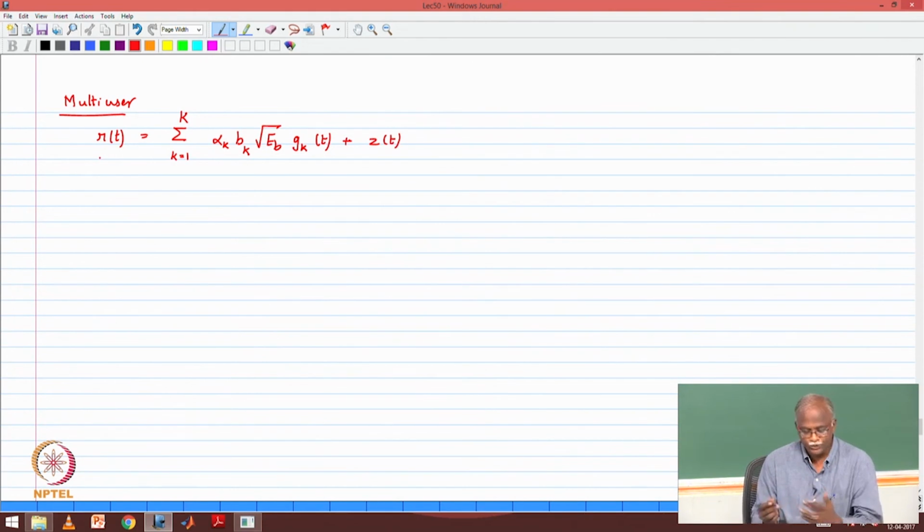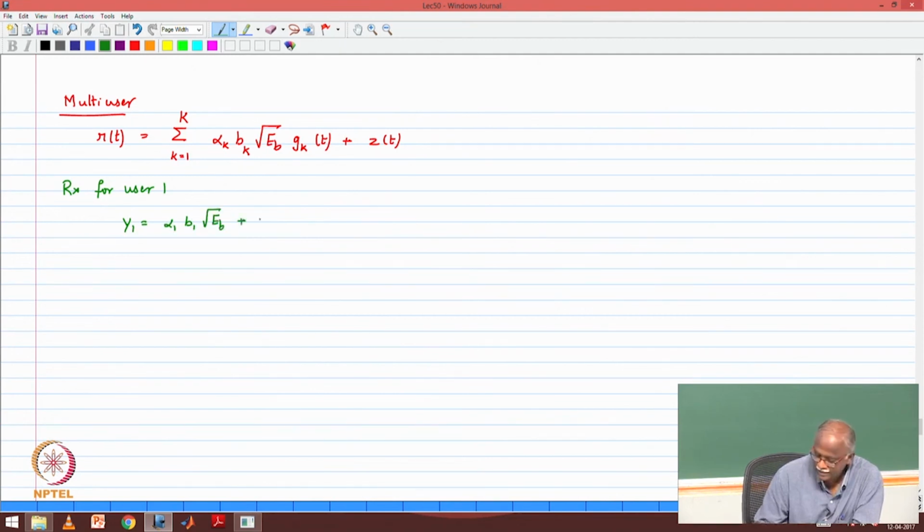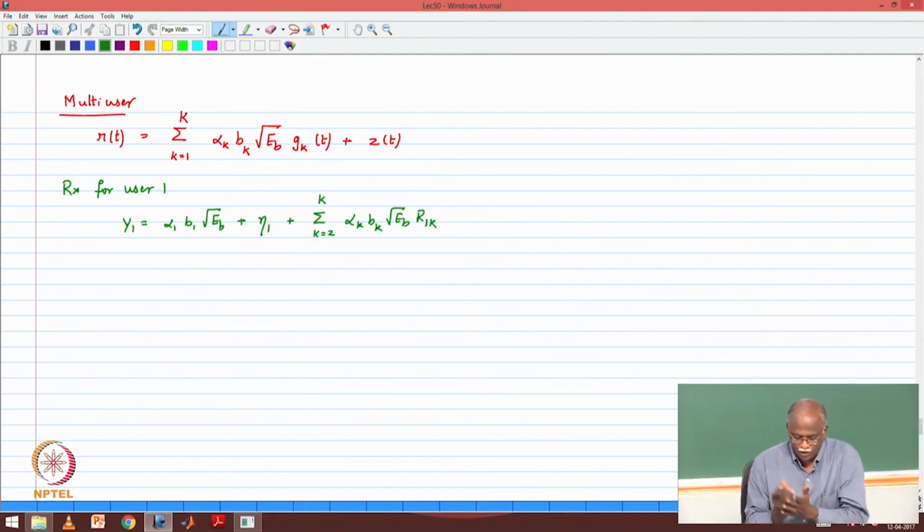So what do we do for each user? You will multiply by the corresponding spreading sequence conjugated, followed by the integrator. So if you were to do that, Rx for user 1, I am just skipping the steps and giving you the final answer, you would get a decision statistic y1, which would be alpha 1 b1 root EB plus eta 1, the z of t passed through the filter which is represented by the spreading waveform of user 1, plus the correlation with the other user sequences, k equal to 2 to uppercase K, alpha k bk root EB R1k. R1k says what is the contribution of that particular user when passed through the correlation filter of user 1.